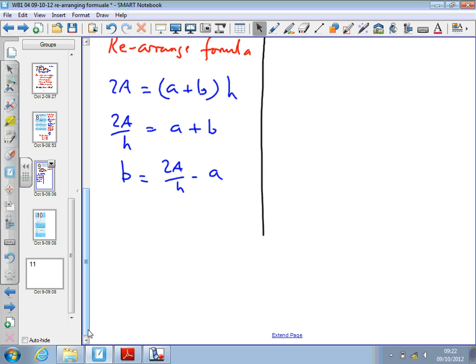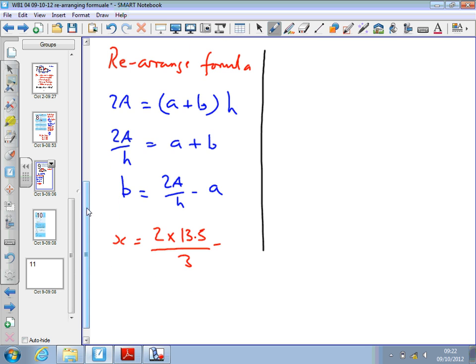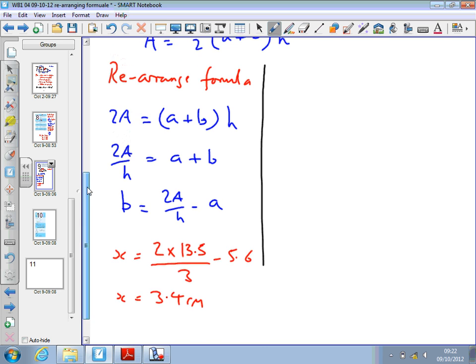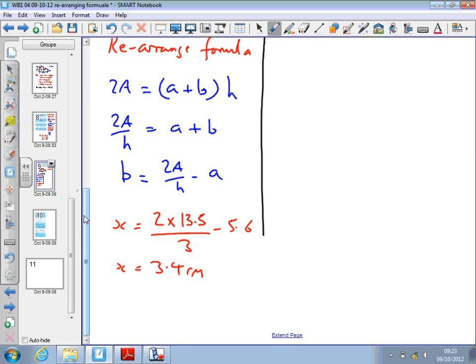So x equals, because that's what we call the unknown, 2 times the area, which is 13.5, over the height, which is 3, I think, yep, minus A, which is 5.6. And then I plug that into the calculator in one hit, and I'd get x equals 3.4. So in fact, I've labelled the wrong side because it's the shorter side that's b, but that's not really that important. You have to make a guess.